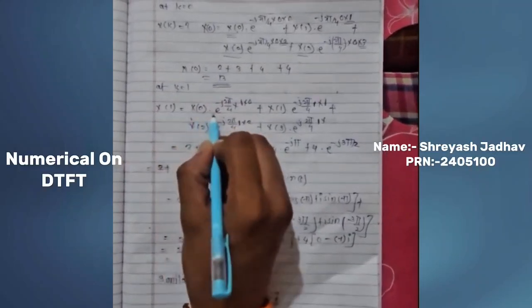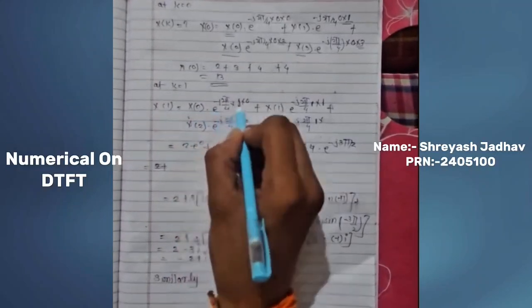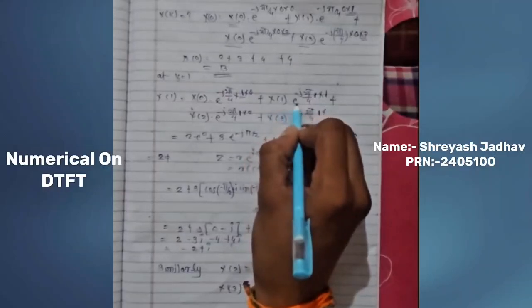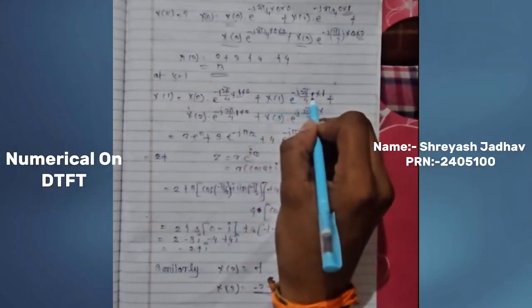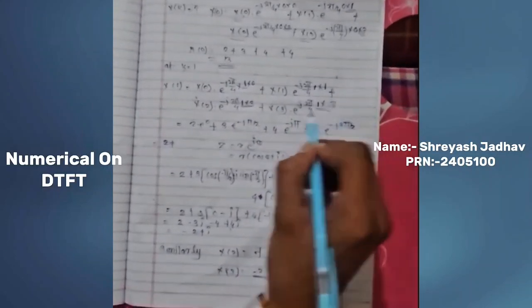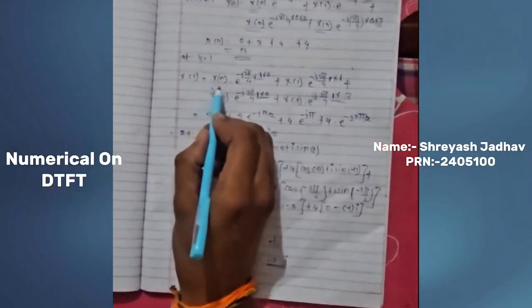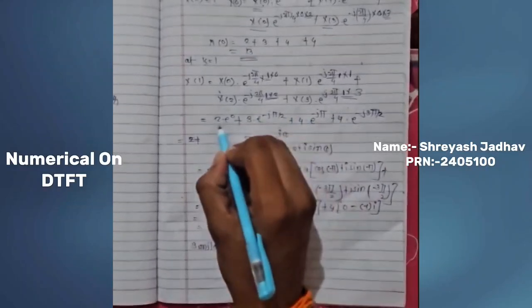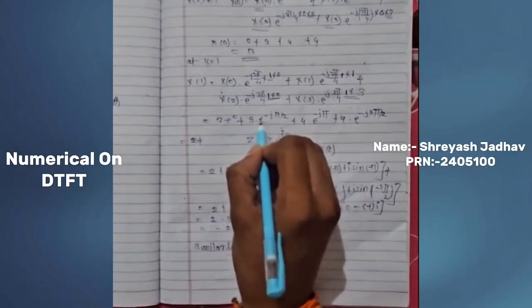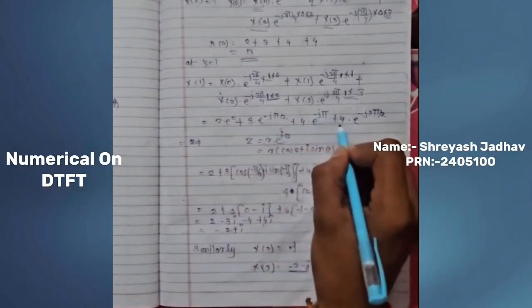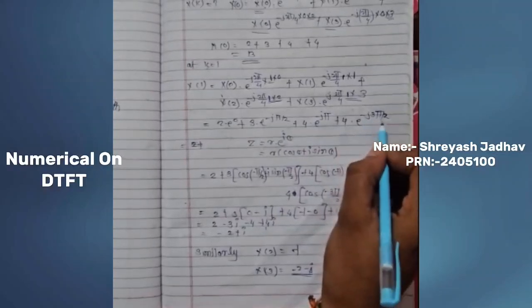x of 0 into e raised to minus j 2 pi by 4 into 1 into 0. Similarly, x of 1 e raised to minus j 2 pi by 4 into 1 into 1, 1 into 2, 1 into 3. When we put the values of x of 0, x of 1, x of 2 and x of 3, we get 2 into e raised to 0, 3 into e raised to minus j pi by 2, 4 into e raised to minus j pi plus 4 into e raised to minus j 3 pi by 2.